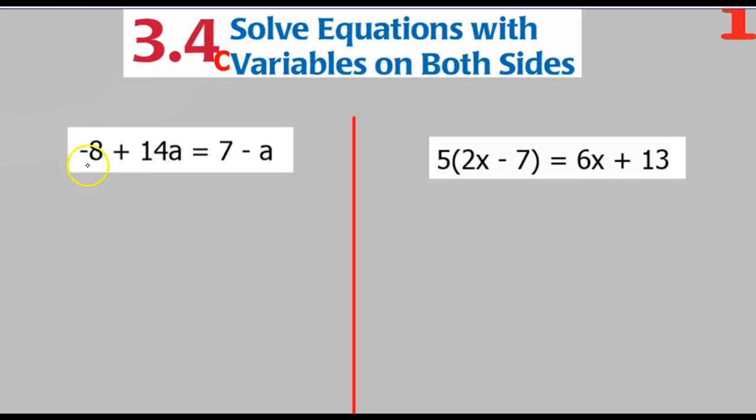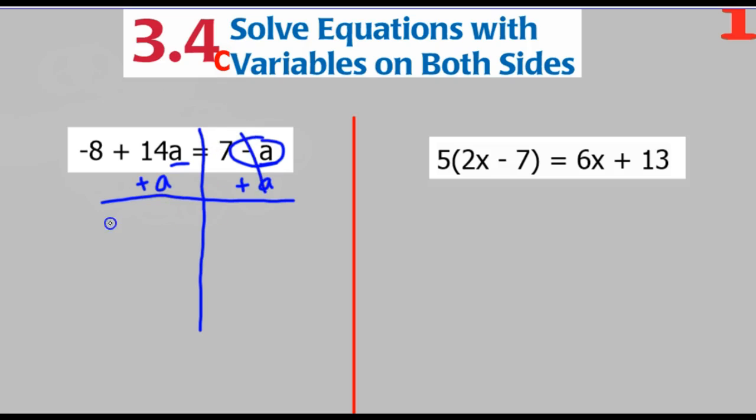So the first problem we have is negative 8 plus 14a equals 7 minus a. Well, I see that we have an a on this side and a on this side. Now I want to move one of these over to the other side because I want all my a's on one side. So I see that we have 14 a's on this side, so that's a lot of them. I only have one a over here, so I think it'd be easiest to move that one a to this side. Now we do have a negative a, so that's going to be plus a to move it over.